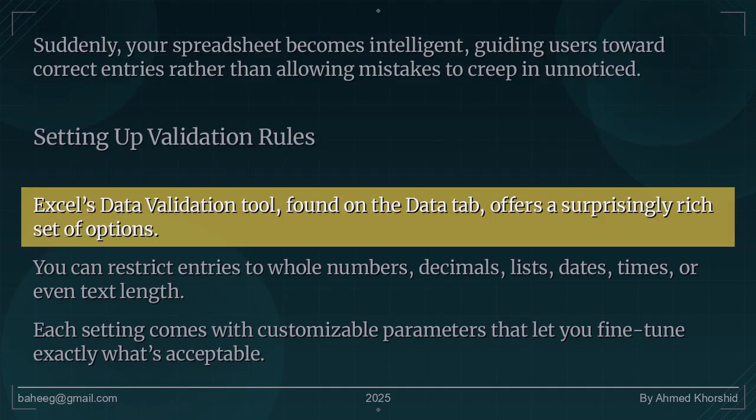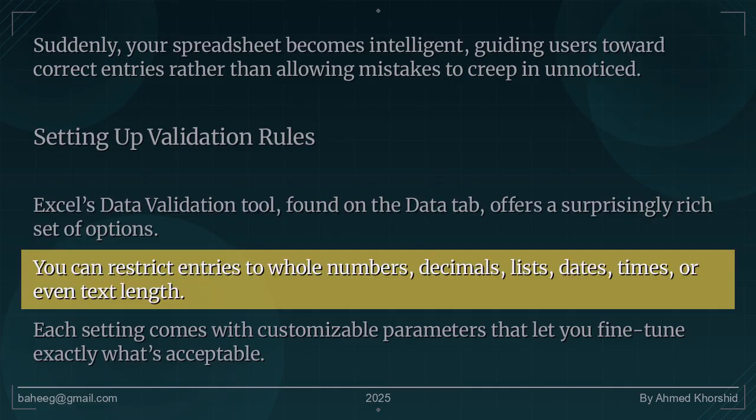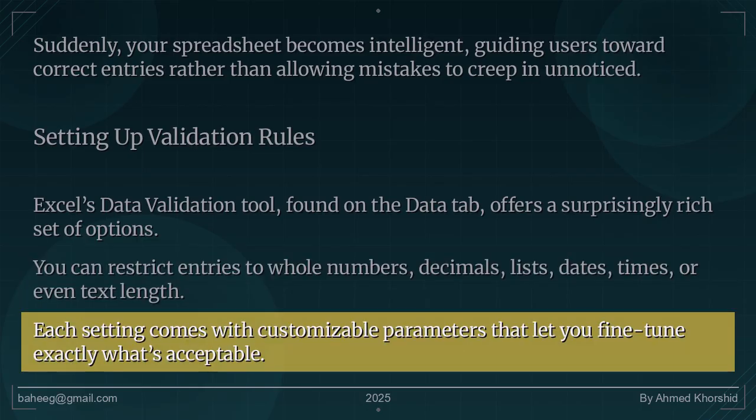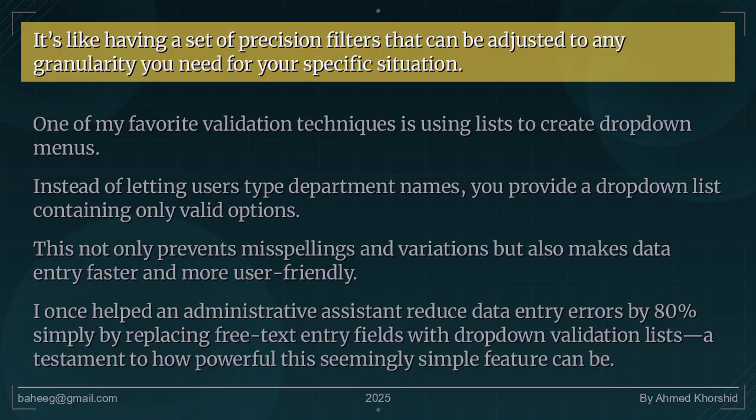Excel's data validation tool, found on the Data tab, offers a surprisingly rich set of options. You can restrict entries to whole numbers, decimals, lists, dates, times, or even text length. Each setting comes with customizable parameters that let you fine-tune exactly what's acceptable. It's like having a set of precision filters that can be adjusted to any granularity you need for your specific situation.